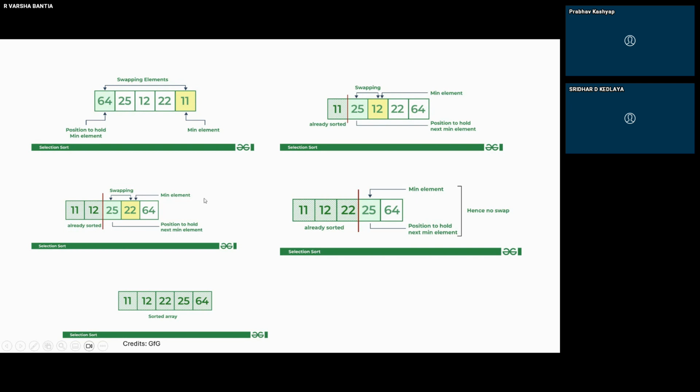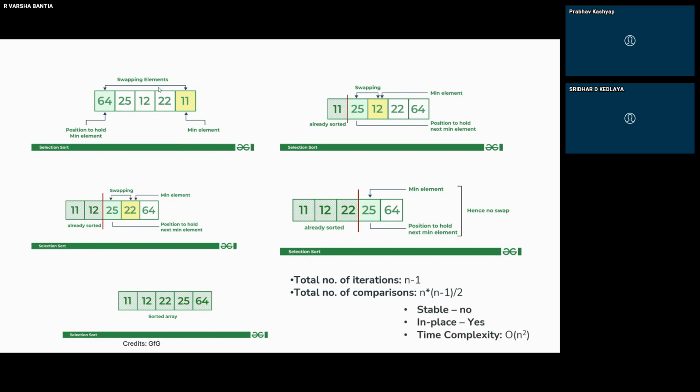In bubble sort, we used to compare adjacent elements. In selection sort, we find the minimum element of the entire array. Again, number of iterations n minus 1, comparisons n into n minus 1 divided by 2. Bubble sort also had a time complexity of big O of n square. I forgot to mention that. We had used 2 loops, right? 2 loops means blindly n square. Here also selection sort will use 2 loops, n square.